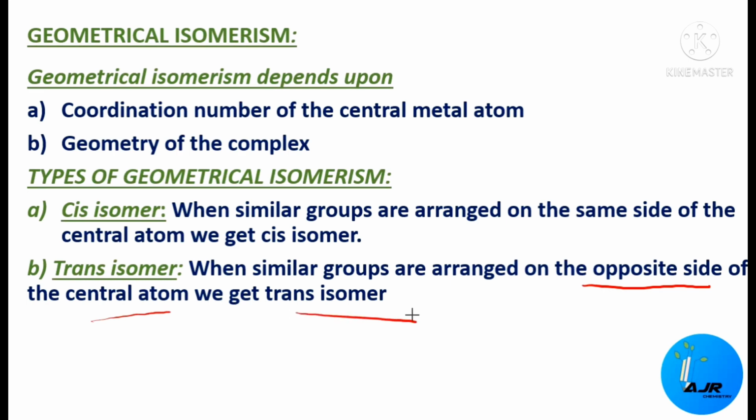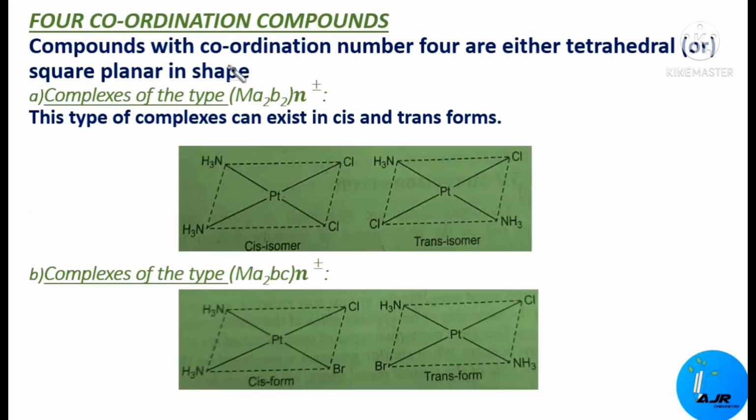Understood, students? Geometrical isomerism can be seen in 4-coordination compounds as well as in 6-coordination compounds. Compounds with coordination number 4 are either tetrahedral or square planar in shape. But tetrahedral complexes cannot show geometrical isomerism because all the 4 ligands lie at the same distance from the central metal atom.